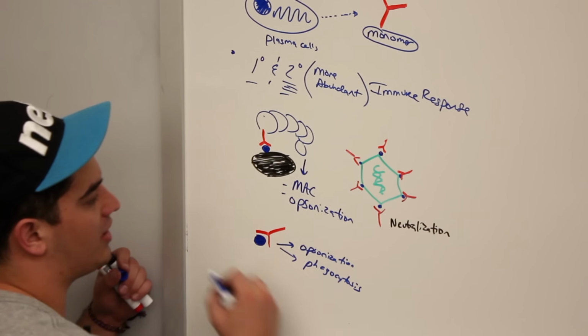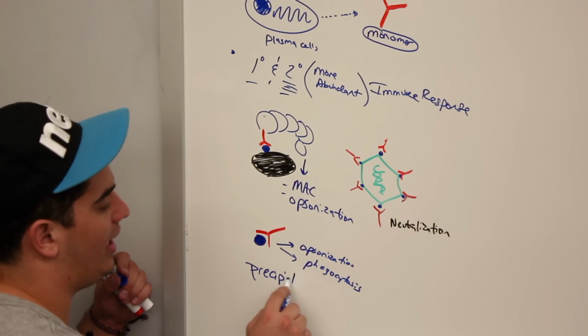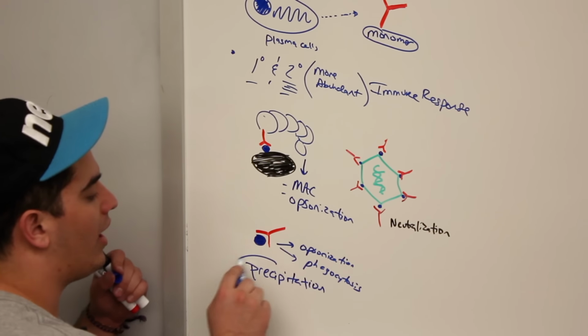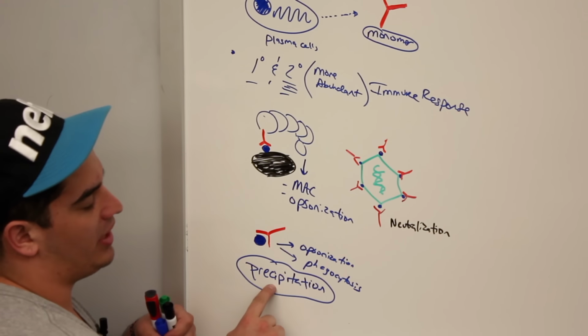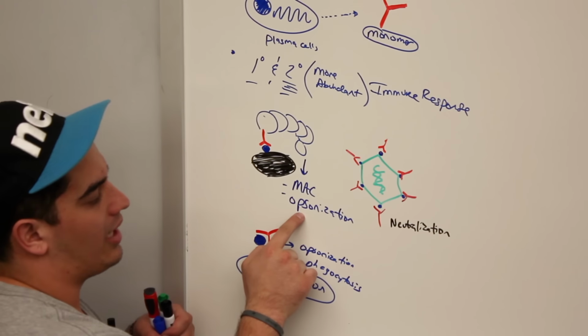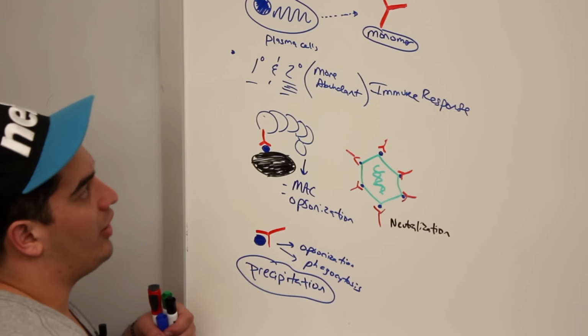But what is this process right here called? This is called precipitation. So it can do precipitation. What else can it do? Because it can do precipitation, it can do neutralization, it could activate our complement proteins, and there's a lot of other things that it can do also.